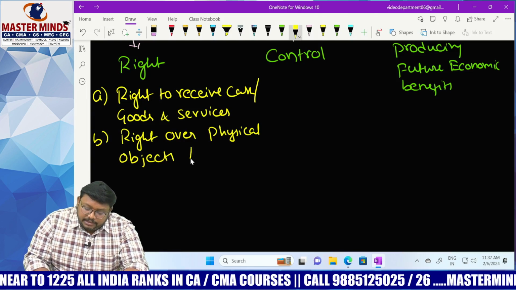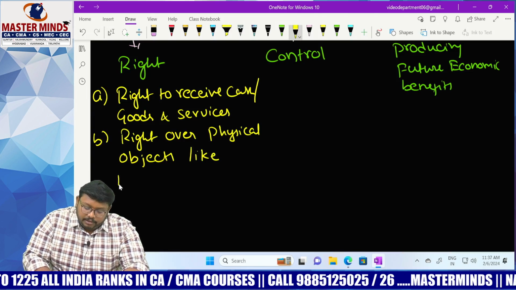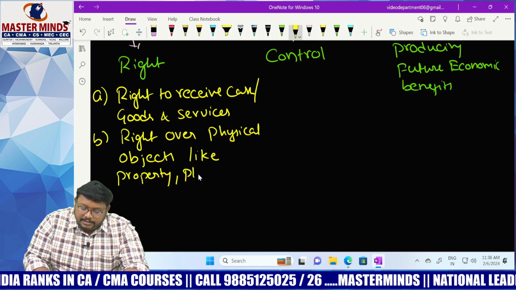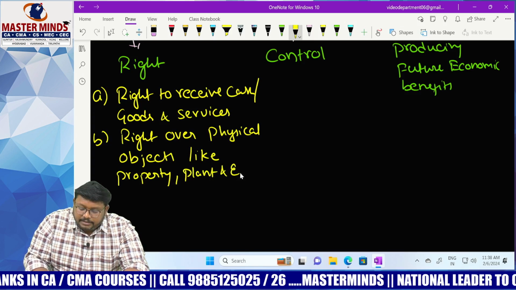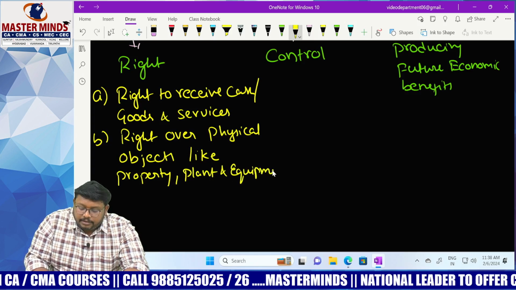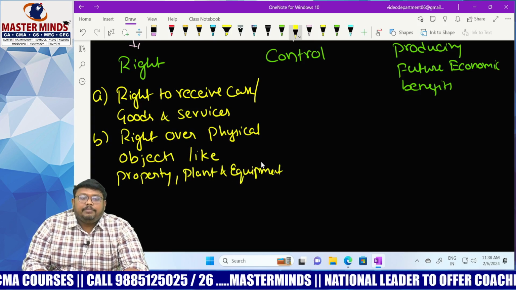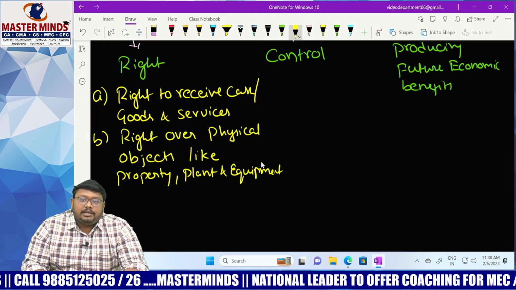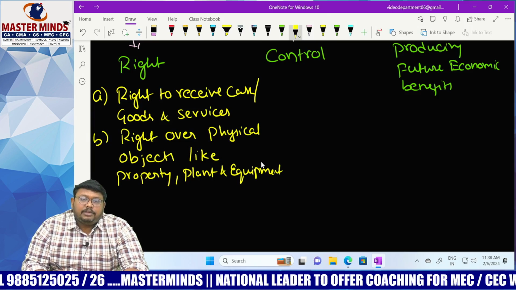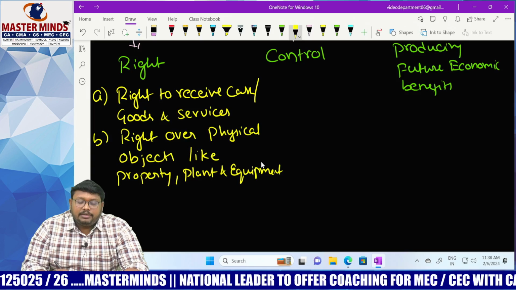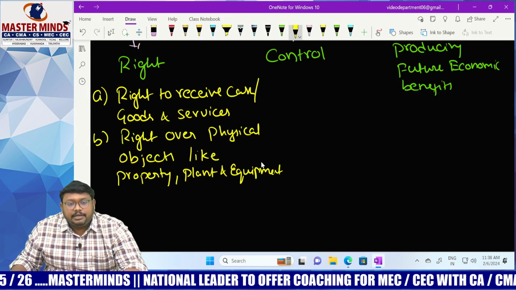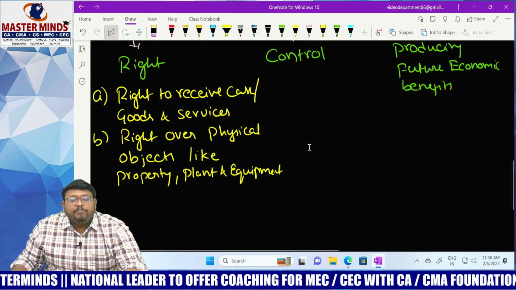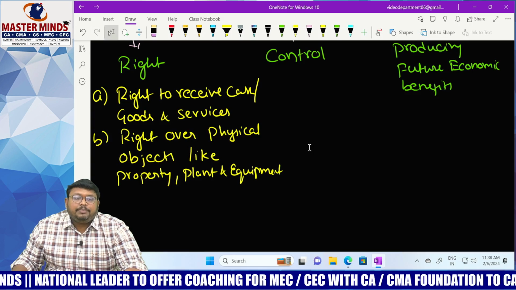Okay. Physical objects, simply we can write property. Physical objects like property, plant and equipment. So right to receive the cash is one right. And coming to physical objects, the right over the properties, plants and equipment of a company. Simply, if you purchased a machinery, you have all the rights to use the machinery, you have the right to sell the machinery, or if you want a loan, you can keep your machinery as security.